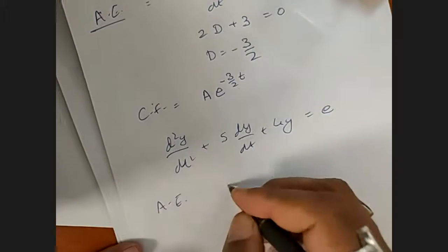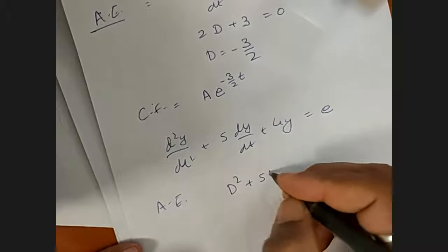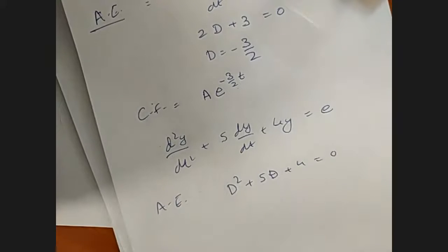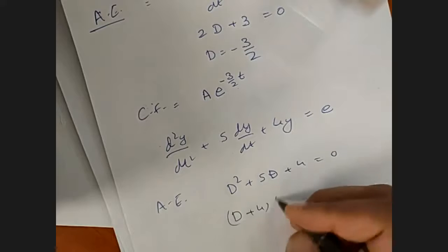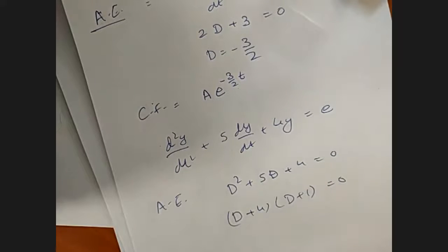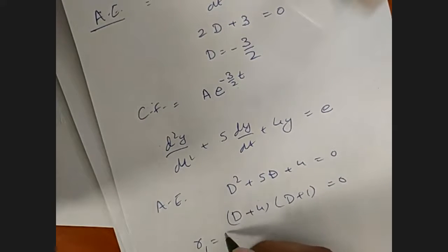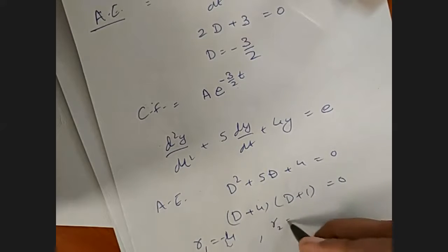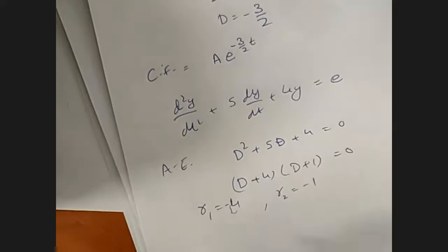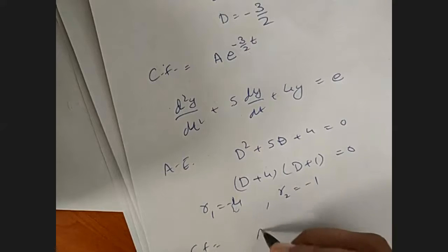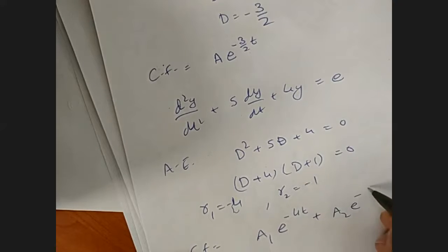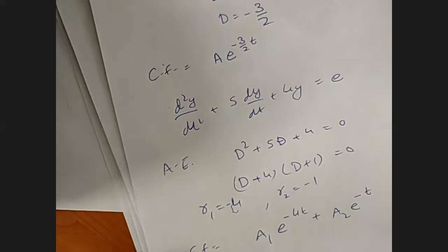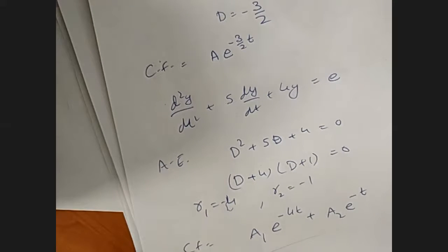So first we will write the auxiliary equation. That is D square plus 5D plus 4 equal to 0. Now I will solve this. I get (D plus 4)(D plus 1) equal to 0. That means r1 equal to minus 4 and r2 equal to minus 1. That means your CF will be a1 e raised to power minus 4t plus a2 e raised to power minus t. This is how we will be finding CF.